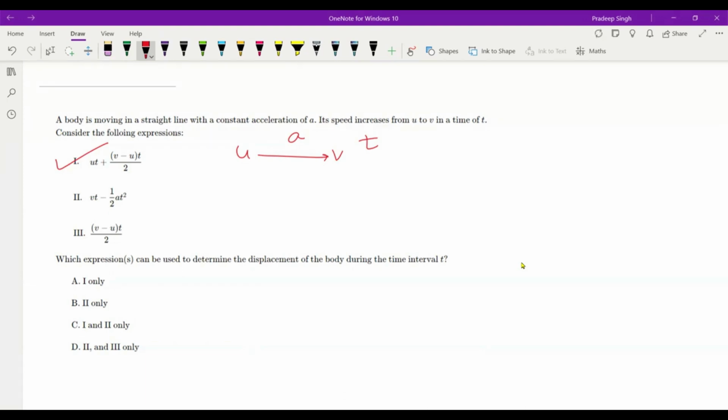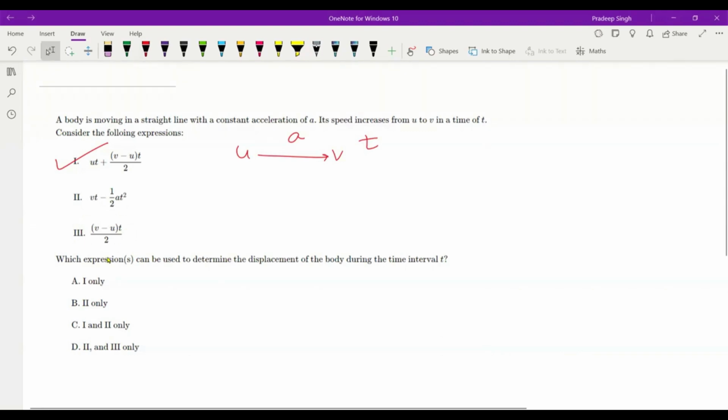Displacement of the body during the time interval t. Okay, see, the third equation actually is wrong. So can you tell me what could be the right modification? So how do we find displacement using all these things? A small little tweak in this.